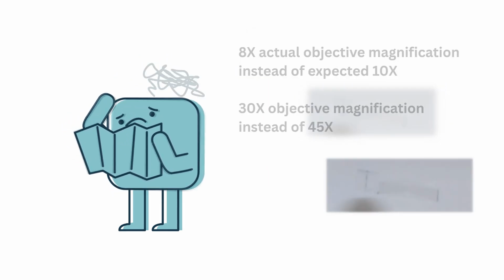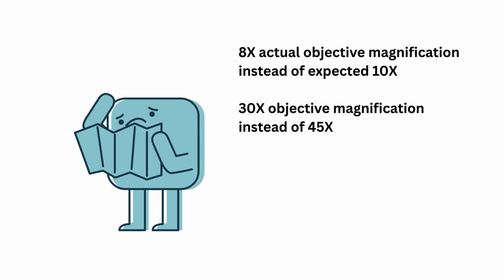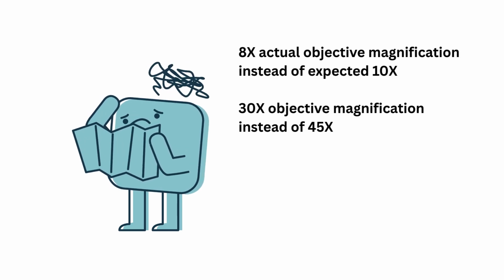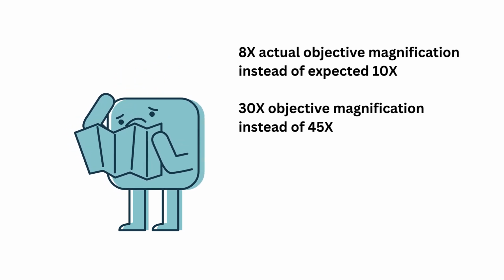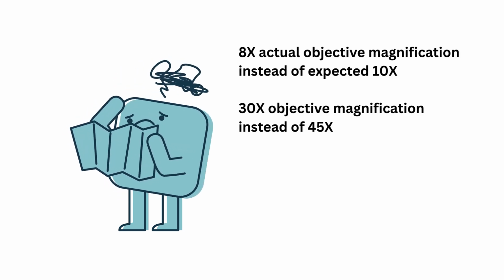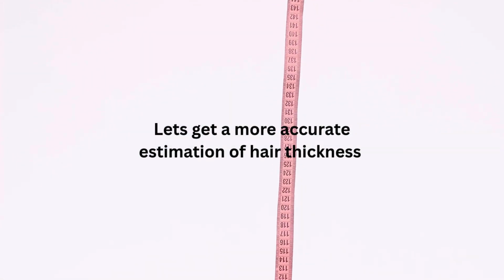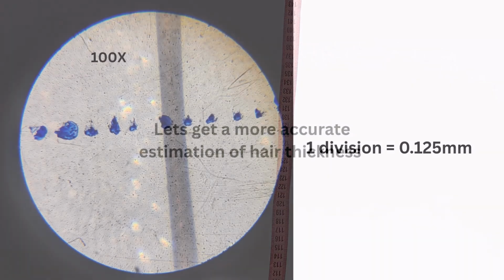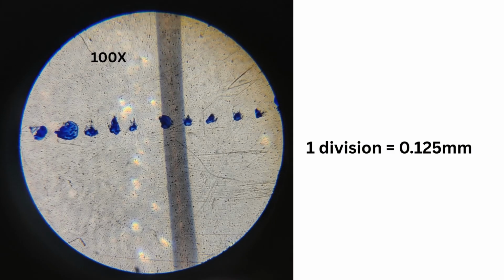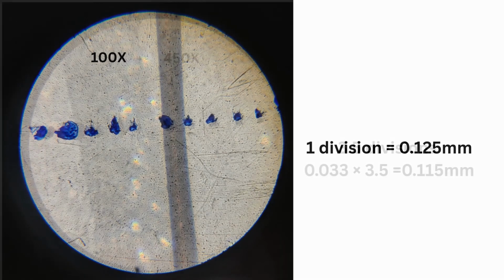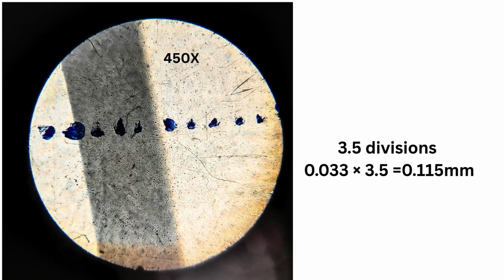I was disappointed and I made 3 graticules, just to be sure, but got similar calibration every time. So the 10x objective of the microscope is perhaps magnifying 8x and the 45x objective is giving an effective magnification of 30x. Now, using our more accurate estimate, the width of the hair is calculated to be 0.125 millimeters under 10x or 0.115 millimeters under 45x.